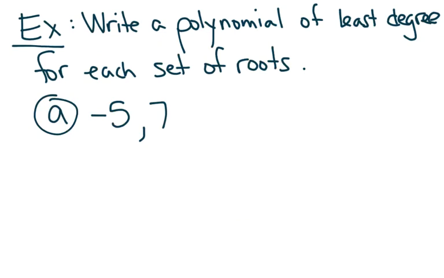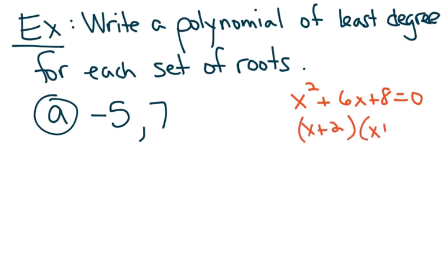Now we're going to work backwards, where I give you the solutions, and we're going to write a polynomial of least degree for each set of roots. So I want to show you something. This is an aside. Let's say I gave you the equation x squared plus 6x plus 8, and we wanted to factor and solve this. This would factor into x plus 2, x plus 4, and the solutions would be x equals -2 and x equals -4.